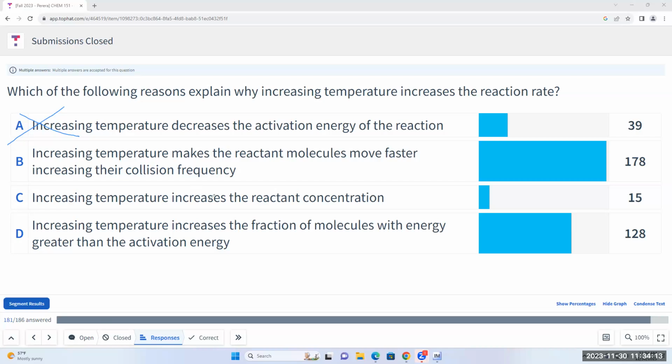And then, increasing temperature increases the reactant concentration? No. It just makes them move faster. So therefore option C is out as well. And then we have D. So what does D tell us? Give me a second. Let me go to my notebook for a fraction of a second.